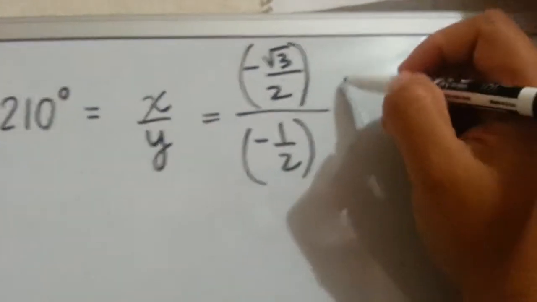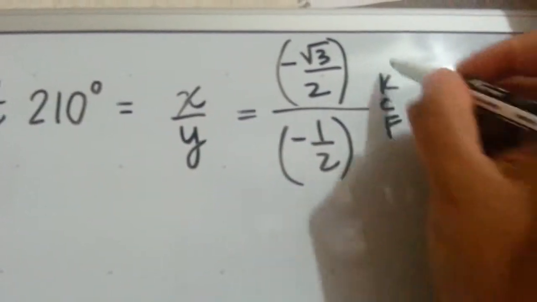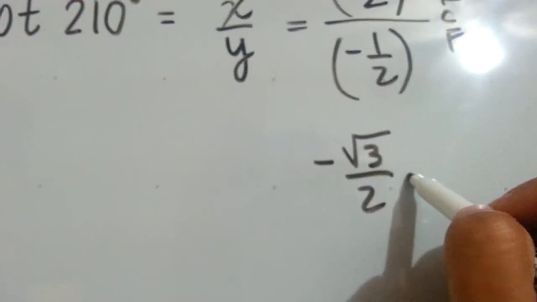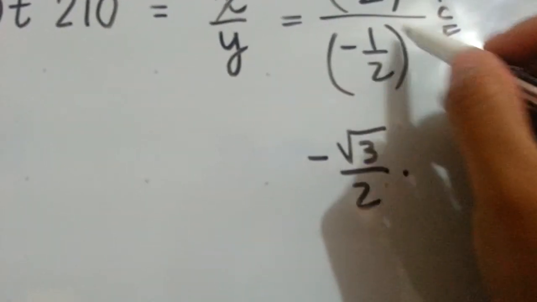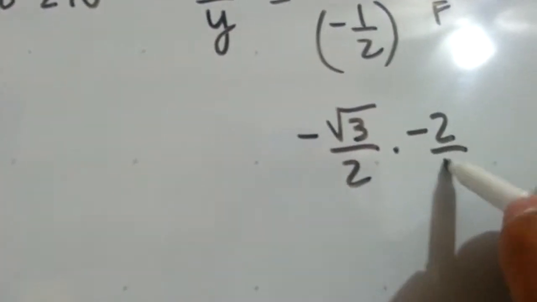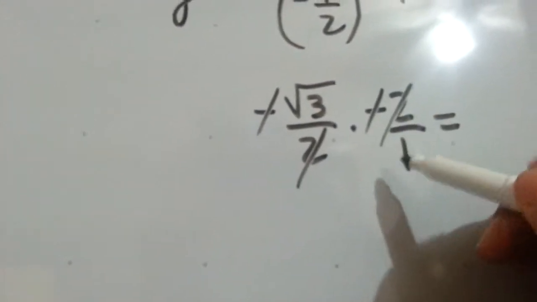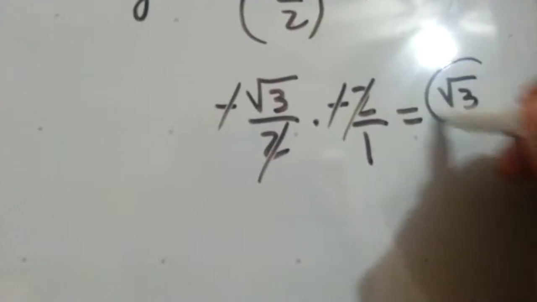And what you're going to do is you're going to keep, change, flip. So we keep the numerator, negative square root of 3 over 2. We multiply and we flip this, so negative 2 over 1. The negative signs cancel. The 2's cancel. And you're left with the square root of 3.